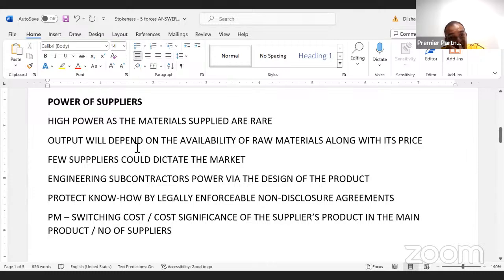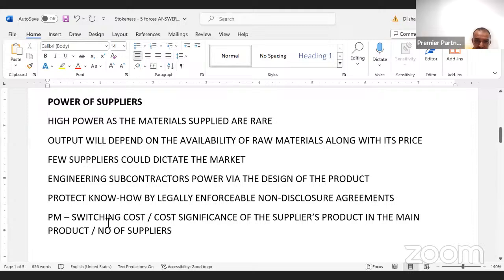Output will depend on the availability of raw materials along with its price. Few suppliers could dictate the market. Few suppliers are there, so they will affect how we perform, what we do. We have to listen to them. Engineering subcontractors power via the design of the product. Protect know-how by legally enforceable non-disclosure agreements, right? Because once you sell, if the other company finds out how you are doing your fuel source, then you are losing business. So you need to protect what? Your patents or whatever, right?